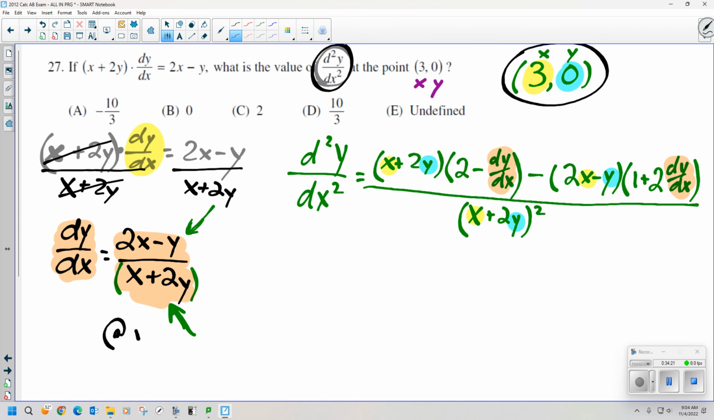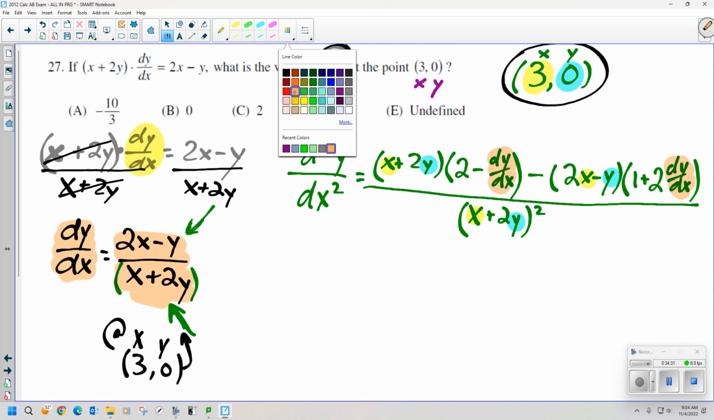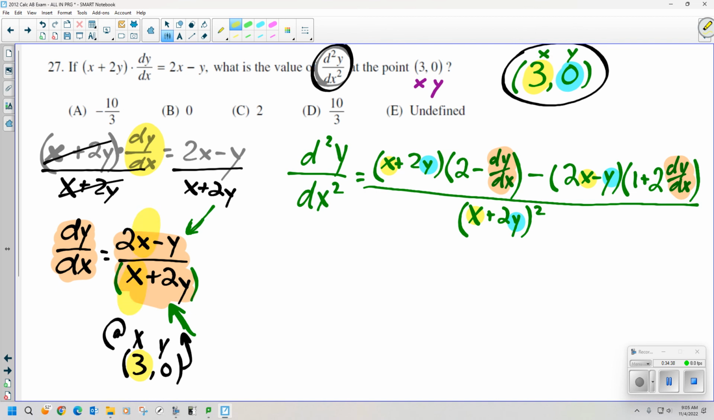At x is 3, y is 0, and plug those numbers in here and get my number for dy dx, okay? So, anywhere there's an x, we're going to put a 3. Right there, right here. Anywhere there's a y, we're going to do a 0. Right there, right there.